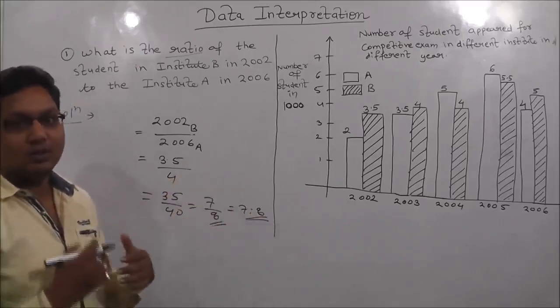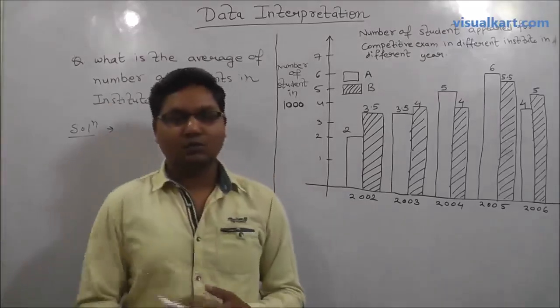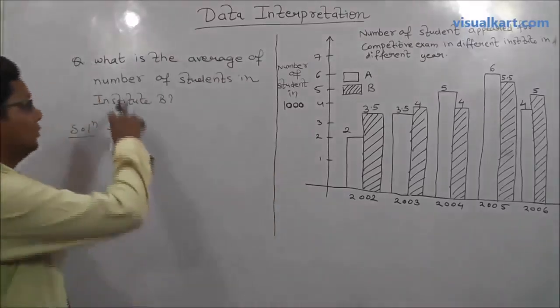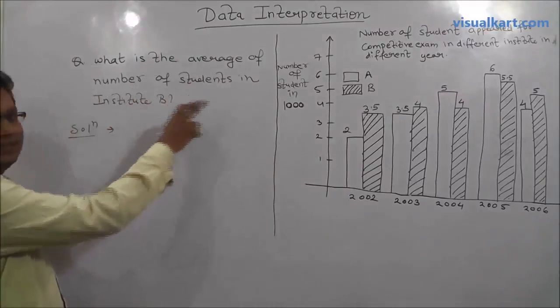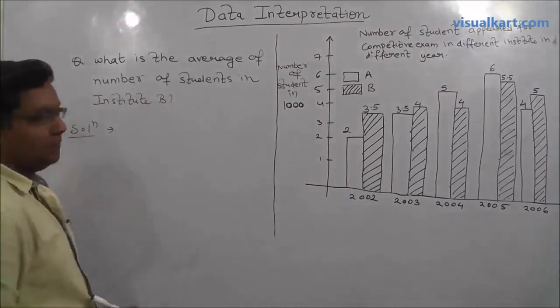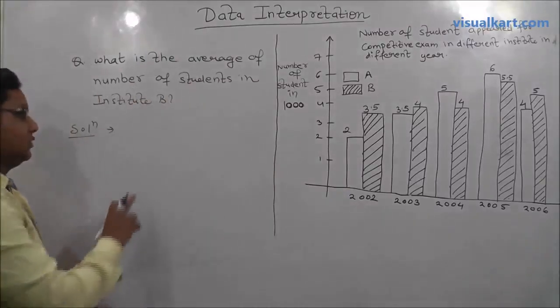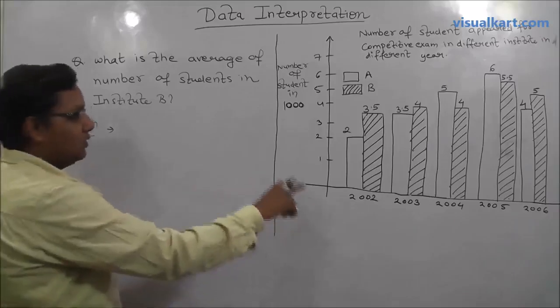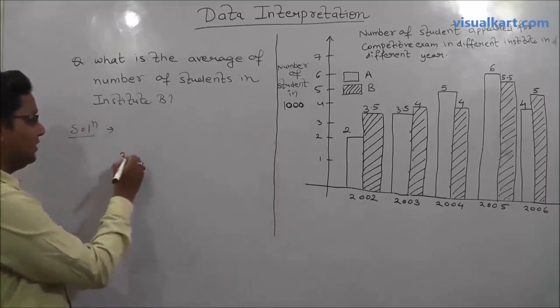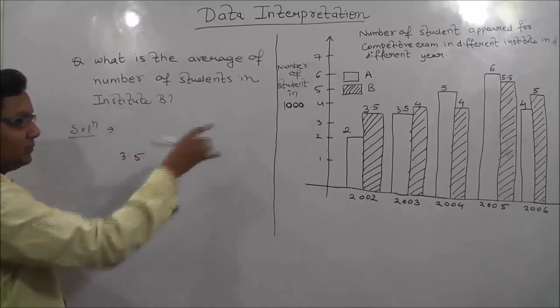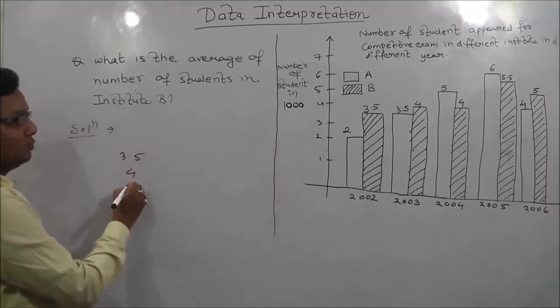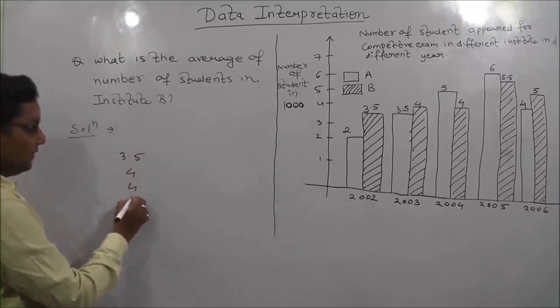So let's move on to our next question. What is the average of the number of students in Institute B? So in Institute B, we have to find the average. In 2002, the number of students in Institute B is 3.5. In 2003, it is 4. In 2004 it is 4, then 5.5.